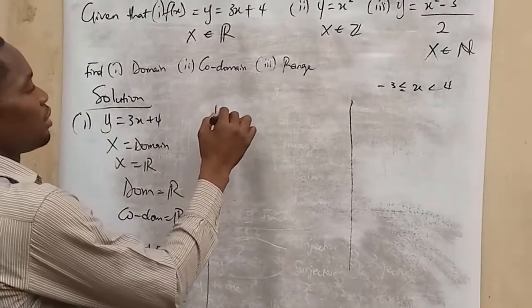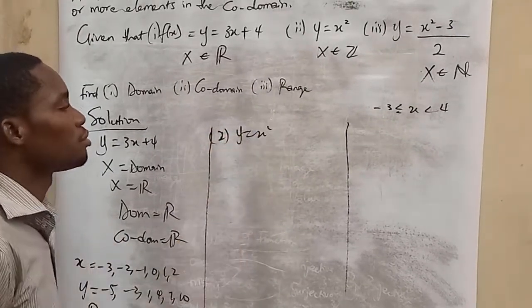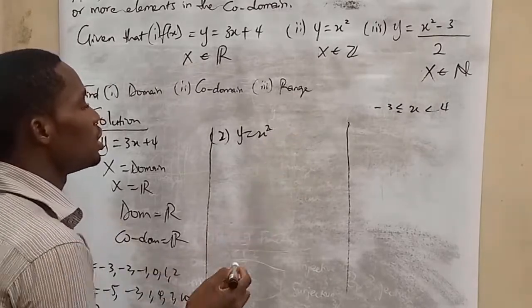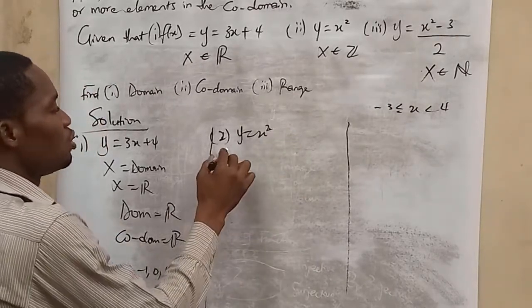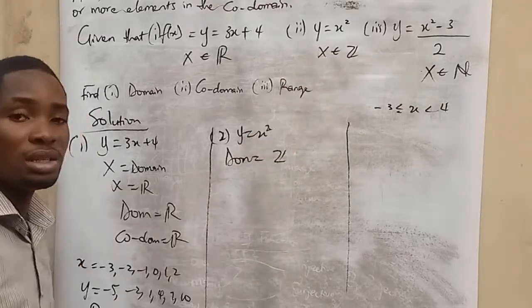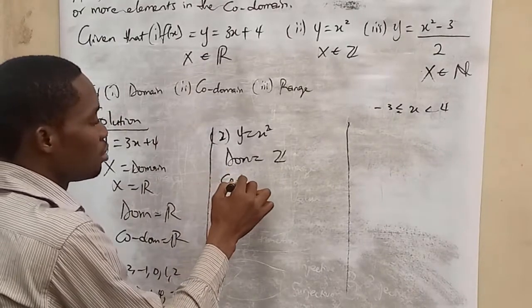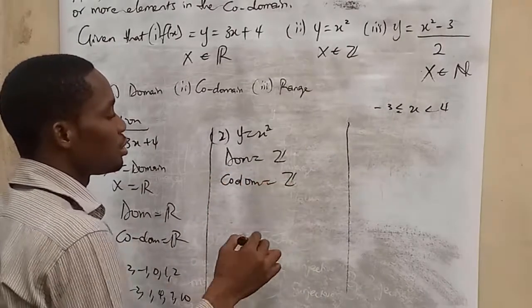For number 2 also, we're given y equals x squared in this case. For my y equals x squared, my domain automatically becomes integers, because x comes from integers. Also, my codomain becomes integers.